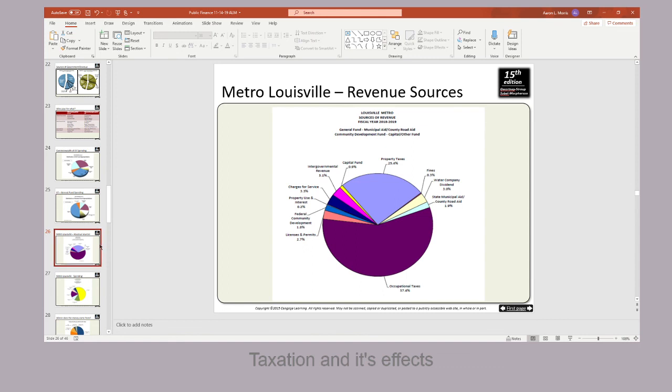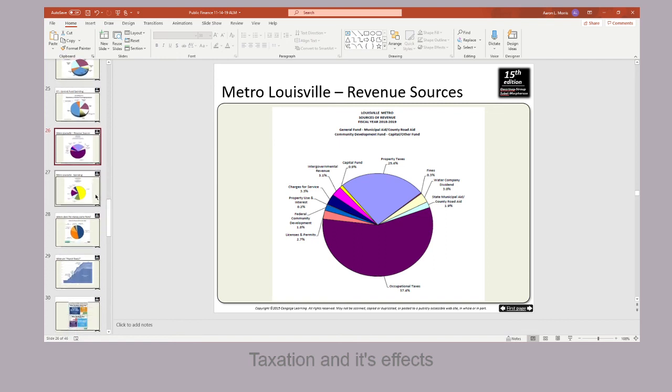Here's the city of Louisville. Here's Metro Louisville's revenue sources. And if you note, almost 60% of Louisville's money comes in through occupational taxes. This is an income tax that the city of Louisville levies on people who work here within the state. Another 25% comes from property taxes, from people who own property in Metro Louisville. And notice that everything else is a relatively small amount.